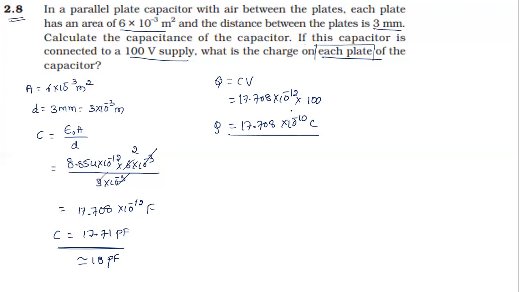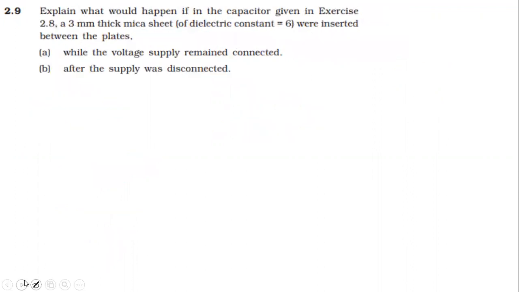So this question is clear. This question is based on what formula? Capacitance depends on epsilon naught A by D and Q equal to CV. These two formulas we used in this question. Have a look at the next question now.